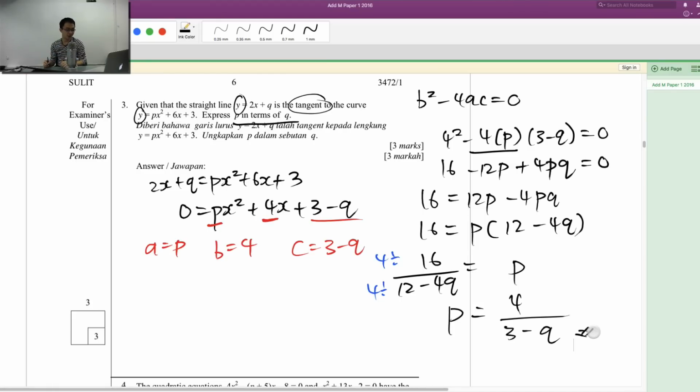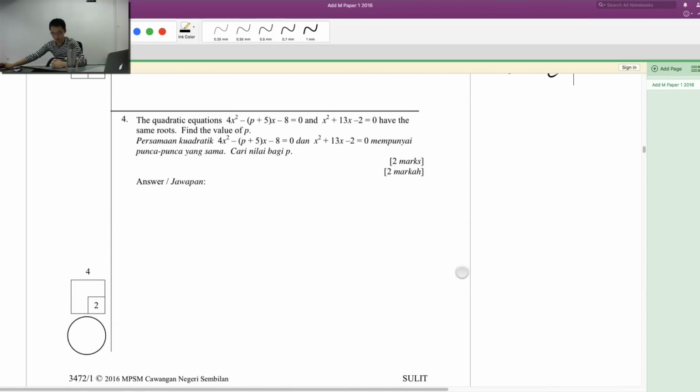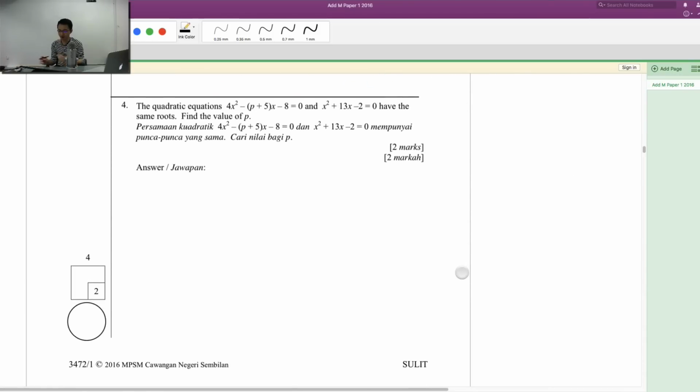Okay, if no problem, then I'm going to move on. This 3 mark question is just easy. Number 4. You have two quadratic equations like this and like this, and they have the same root. Find the values of p.